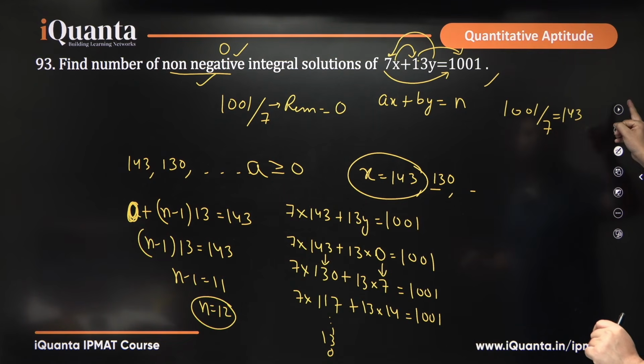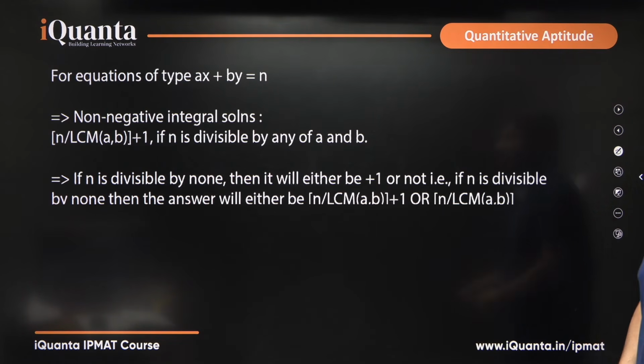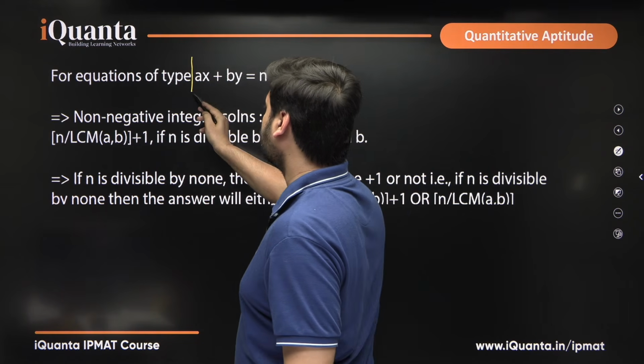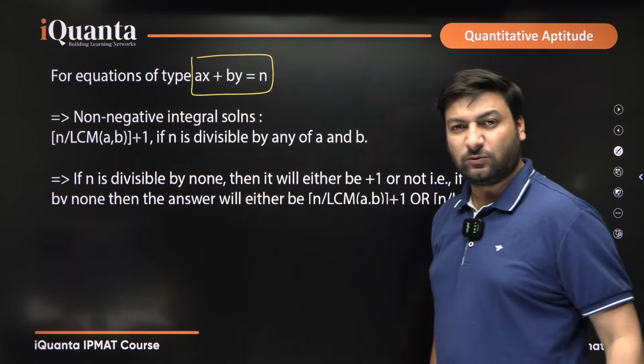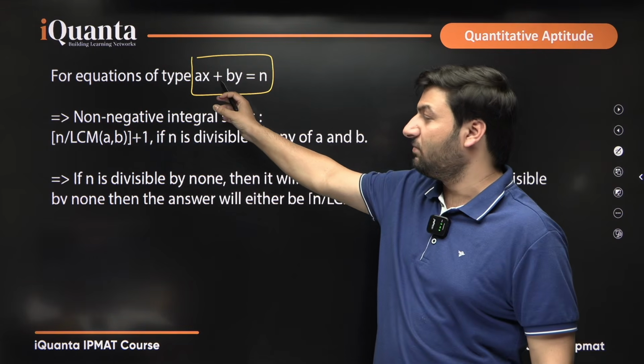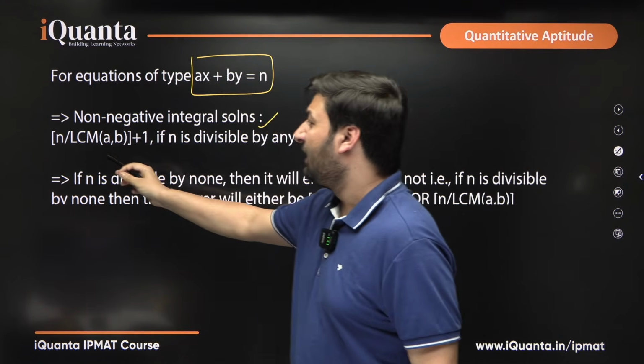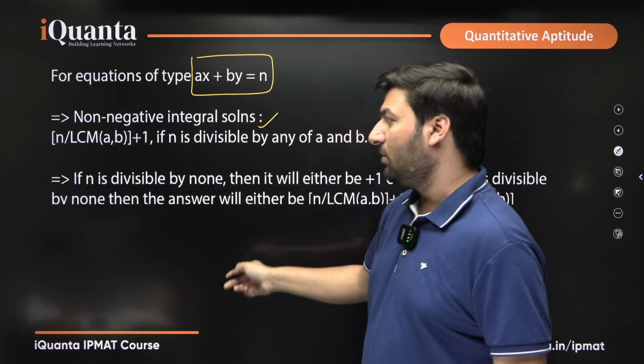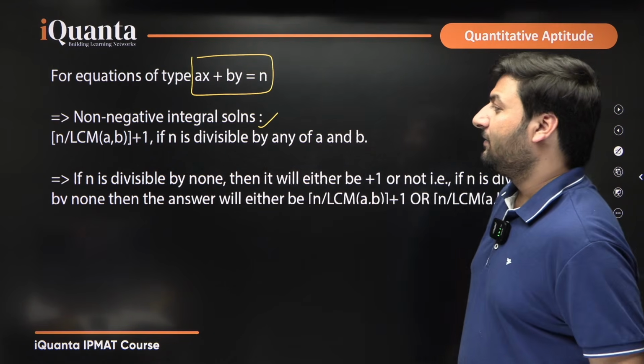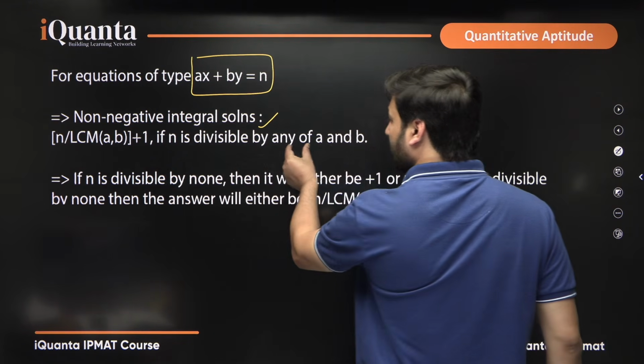This is one way. What is the shortcut way? The shortcut way is this. Whenever you have equations of type ax plus by equal to n, it is important, then the number of non-negative integral solutions will be n upon LCM of a comma b, plus 1, if n is divisible by any of a and b.